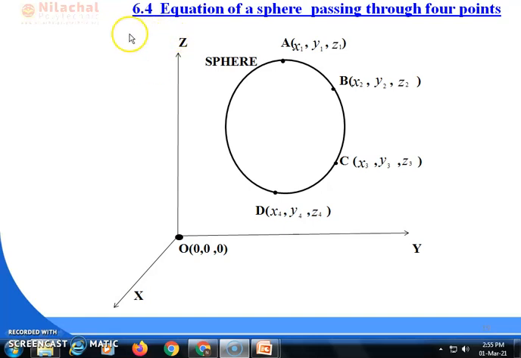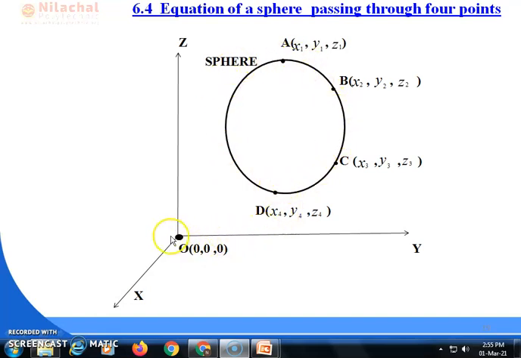Chapter number is 6. Topic is sphere, and today we will talk about the equation of a sphere passing through 4 points. So let's see. Here, let this be a sphere, and there are 4 given points on the circumference of the sphere, or you can say that the sphere passes through these 4 points.